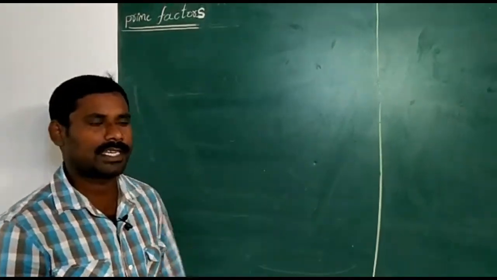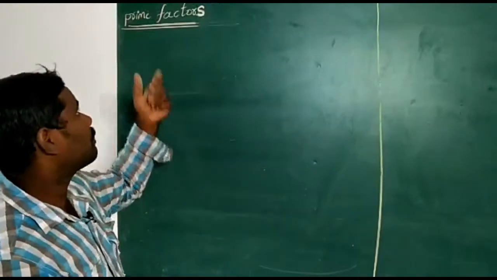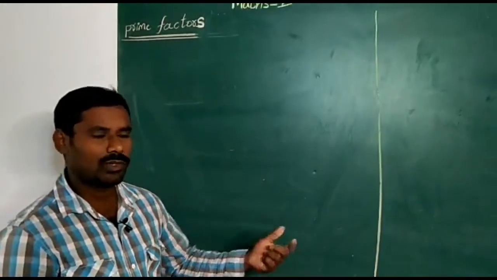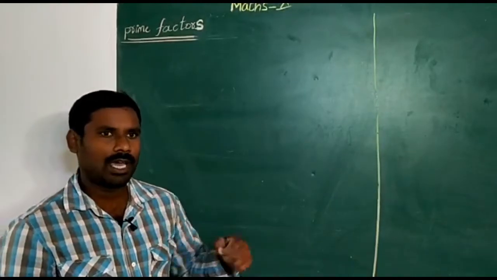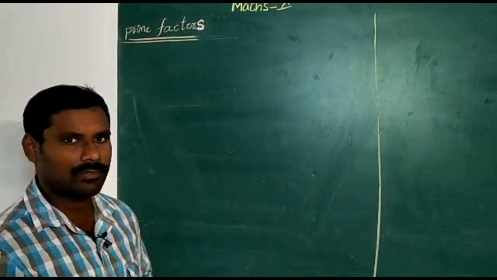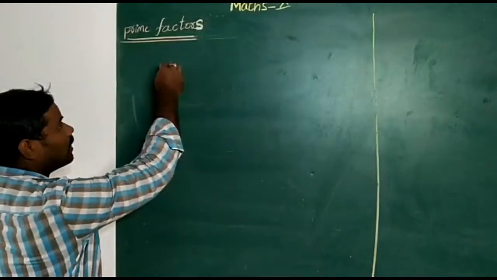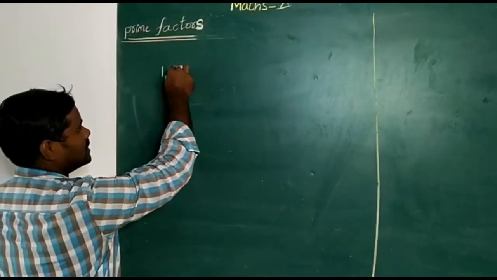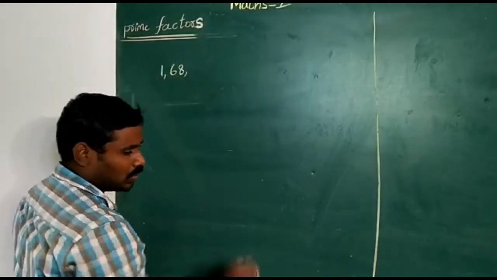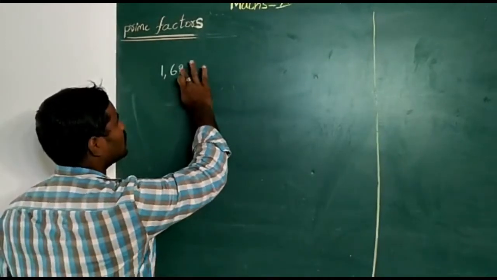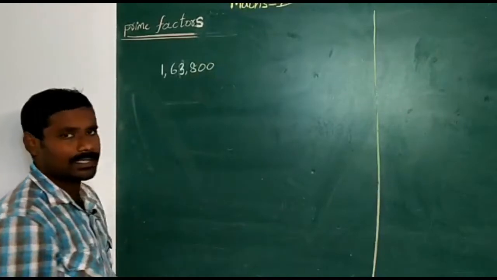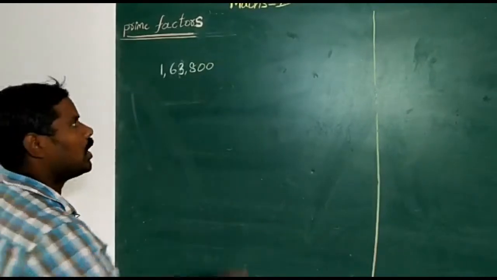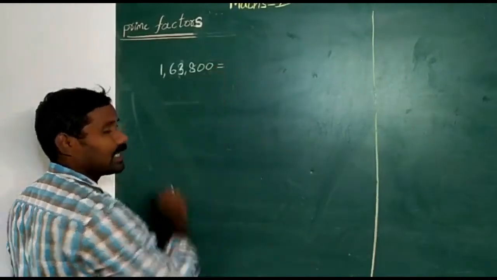Now we are going to the second concept, that is prime factors. We already know from 8th and 9th classes how to do prime factors. Now I will recall once again by taking one example, that is 1,63,800. Now, the prime factorization of this number. How to do the prime factorization? Now I am doing it like this.